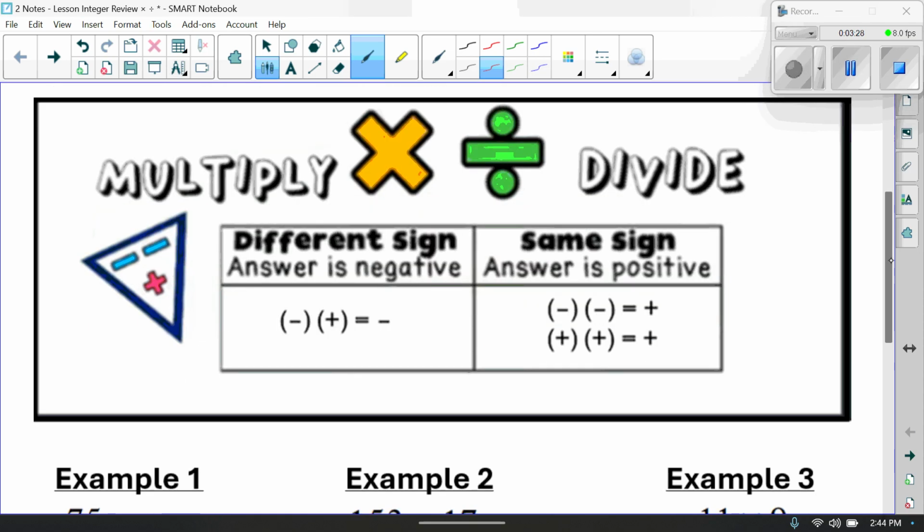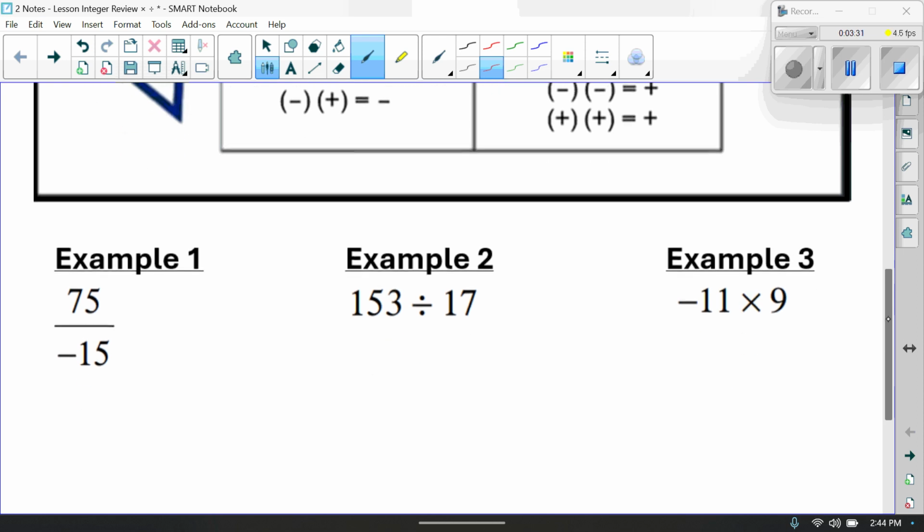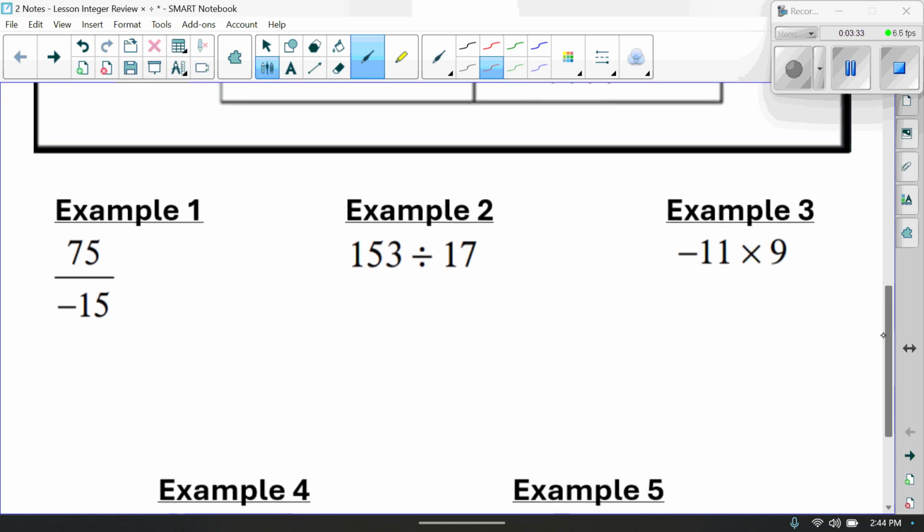So let's take a look at a few examples. So here, example 1, we have 75 divided by negative 15. When we do the fractions, it is okay to write your answer right next to it. You don't need the inverted triangle. But when you have, for example, example 2 and example 3 like that, then you're going to write your answer underneath so that you can have your inverted triangle.